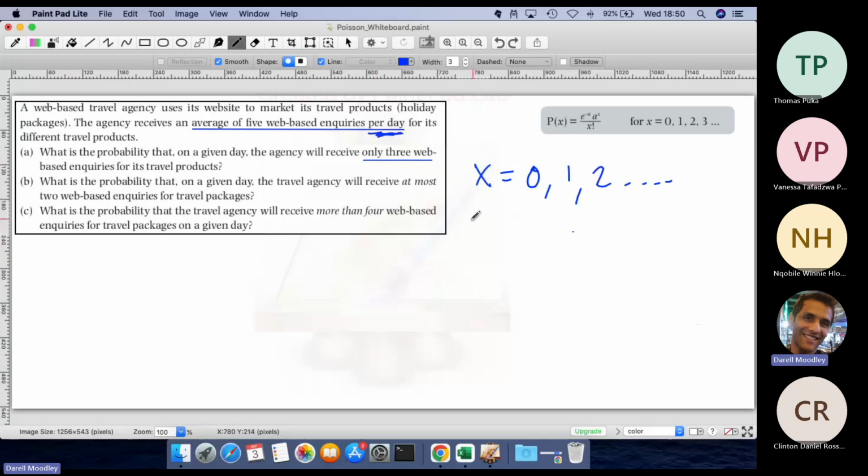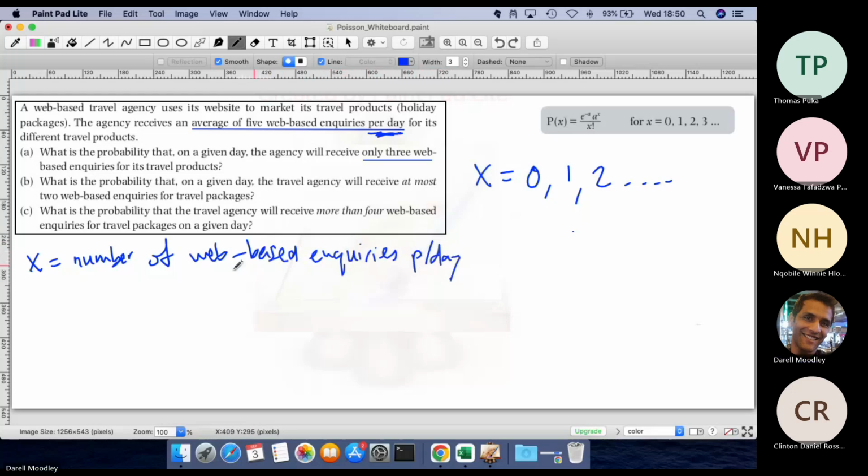So here, remember what we said, X is counting the number of occurrences, and in this case, we're counting the number of web-based inquiries. So your X is the number of web-based inquiries per day. So question A is asking us to work out what is the probability that X is equal to 3.